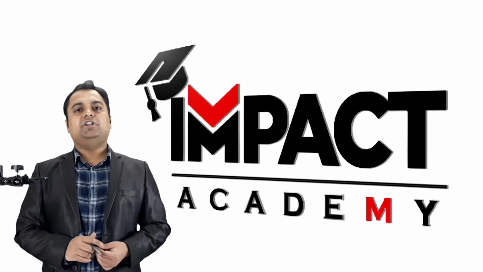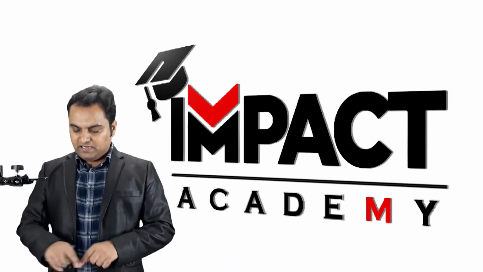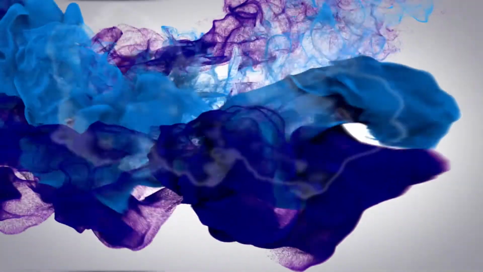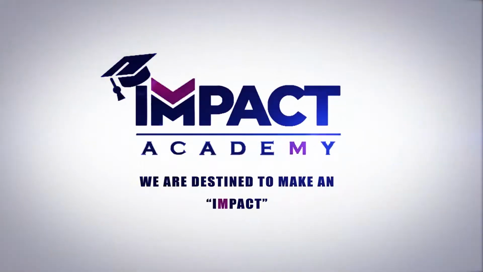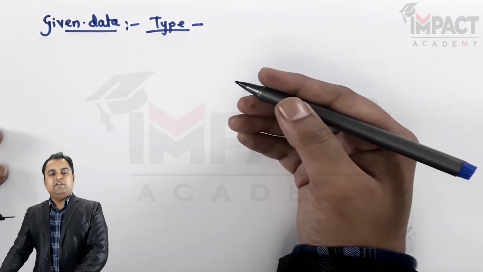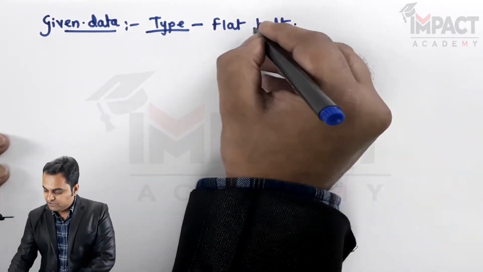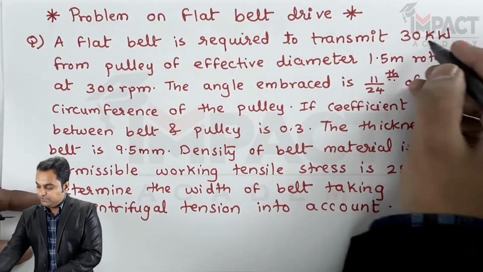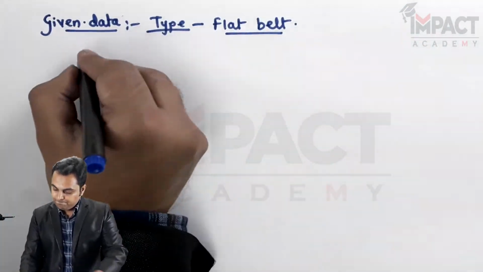So this is the question in front of us. Next, I'll be reading it again in steps and writing the data. So let's get started. First, mention the type of the problem. This is based on flat belt drive, so it is a flat belt. Next, it is required to transmit 30 kilowatt power.